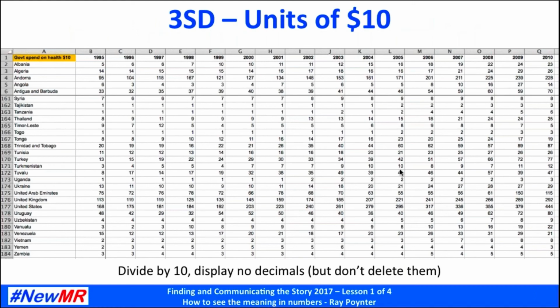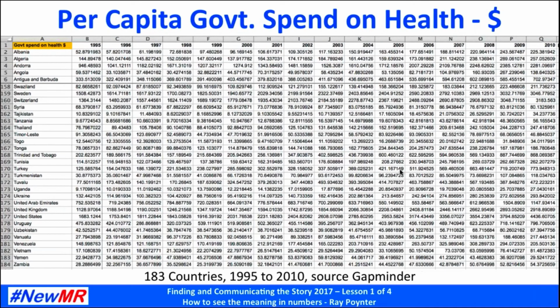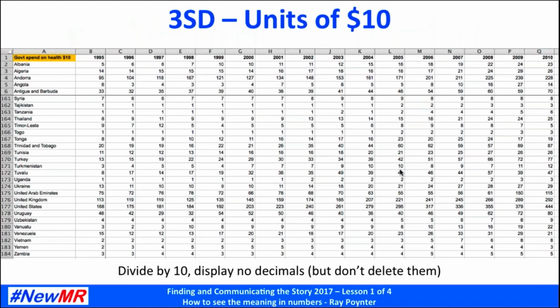So what can we do to make that easier? Well, we can use 2 or 3 significant digits. On this data, I've chosen to show it in 3 significant digits. What I did was 2 things. Instead of showing them per dollar, which is what this chart shows, I'm showing you them per $10. So now everything is in units of $10. The next thing I did was to tell Excel not to display the decimal places. I've still got those decimal places. They're useful for accuracy, but I do not want to see them. So I simply tell Excel, don't show me the decimal places. Show me the numbers in $10 and hide the decimal places.